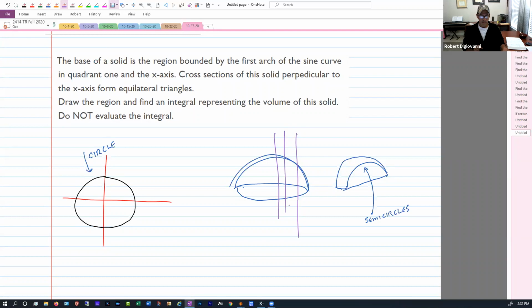So clear your minds. Close your eyes. You don't have to close your eyes, but it might help. There's this solid out there, okay? You don't know that it's half of a ball. There's this solid out there that when you look at its base, it's a circle. And when you look at the cross sections, they're semicircles. Do you see that it's a ball? Do you see that it's half a ball?